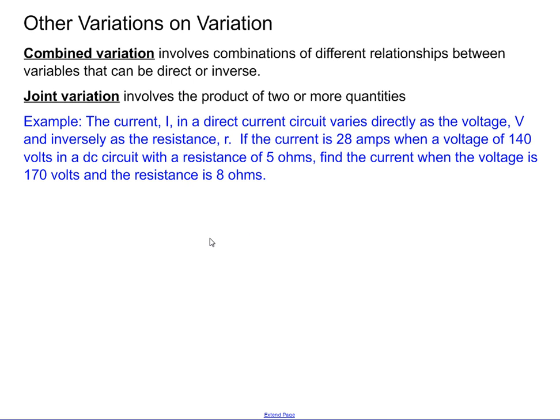And here's an example. The current I in a direct current or DC circuit varies directly as the voltage and inversely as the resistance. All right. If the current is 28 amps when the voltage is 140 volts in a DC circuit with a resistance of 5 ohms, find the current when the voltage is 170 volts and the resistance is 8 ohms.